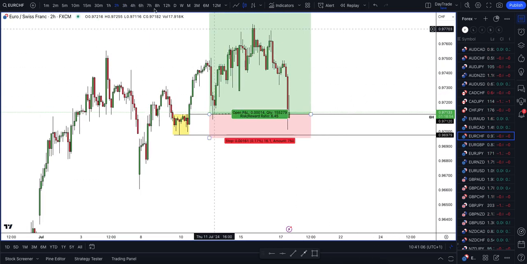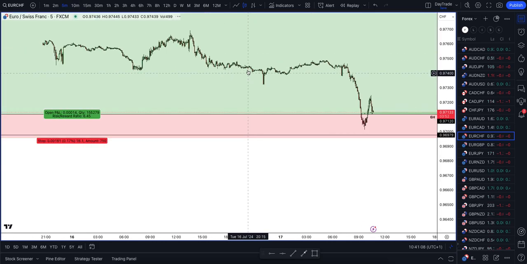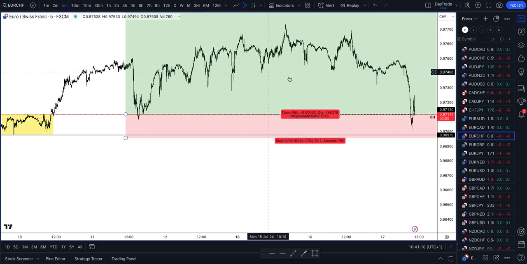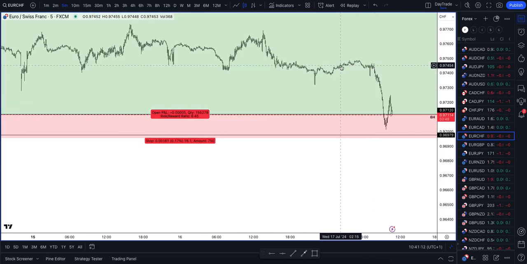2 hour zones potentially up here. Let's have a look at. No, price has dipped out, come back and retested it.